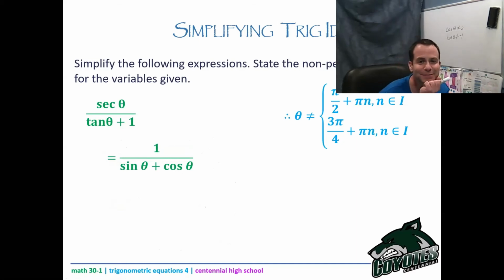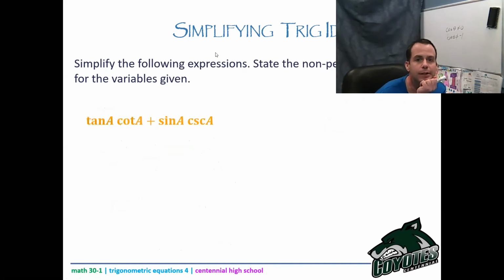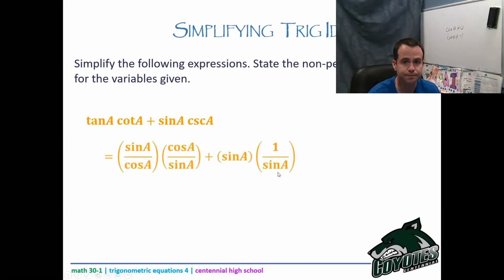That's fun. Okay, now tan of A, cotangent of A, plus sine of A, cosecant of A. First of all, let's talk restrictions. If I see tan, I know that cos of theta can't be 0. If I see cotangent, I know that sine of theta can't be 0 because there's a sine of theta on the bottom. And then I see cosecant, which is 1 over sine, so sine of theta can't be 0 again. So overall here, both sine of theta can't be 0 and cos of theta can't be 0.